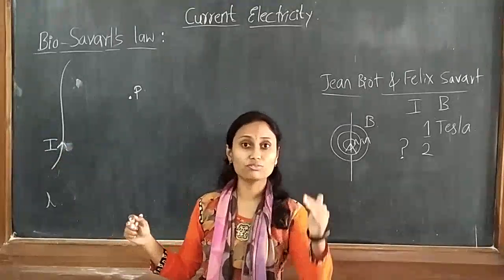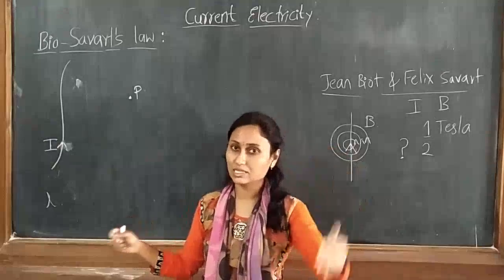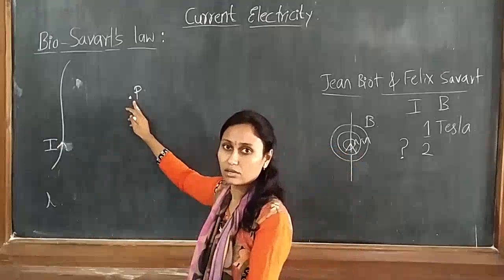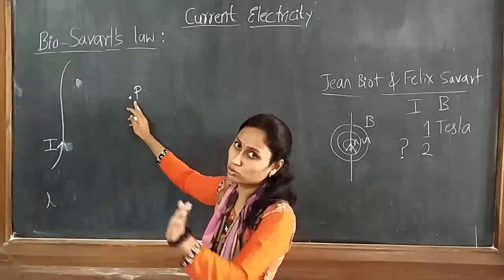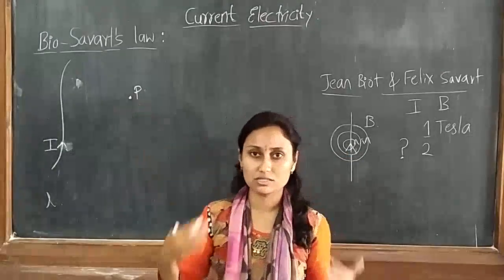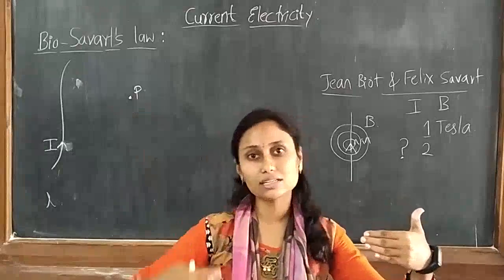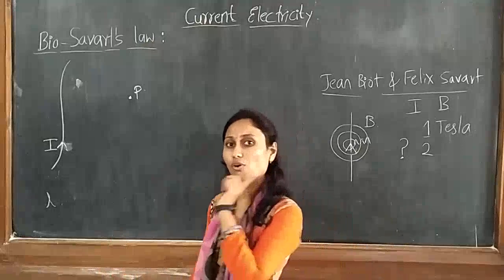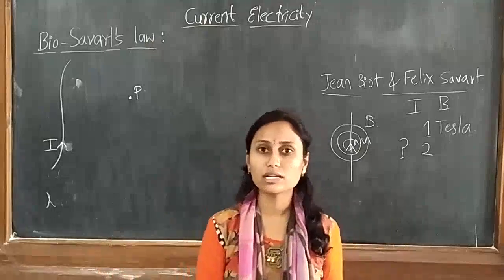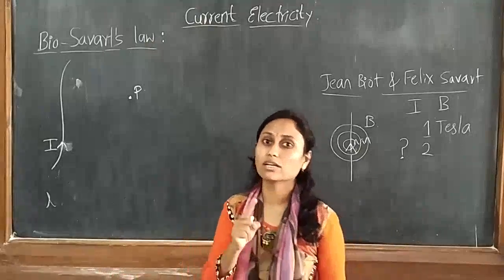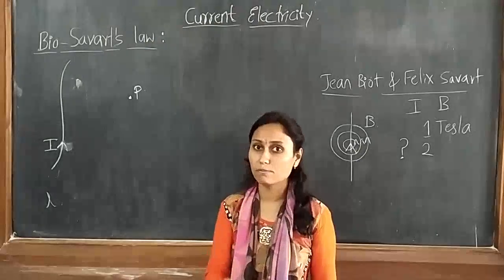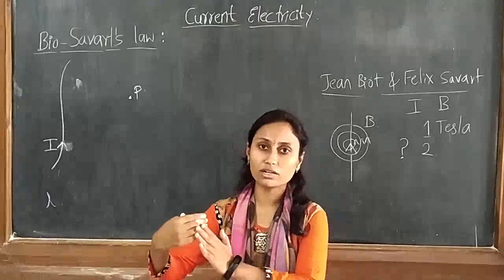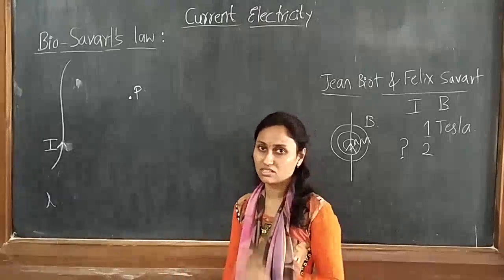As the strength of the current goes on increasing, the strength of the magnetic field created at a certain point also goes on increasing. This is common sense. As current increases, the strength of the magnetic field also goes on increasing. So from this we concluded that the first primary thing the magnetic field depends on is the current. As current increases, the magnetic field also goes on increasing. This is the first thing.